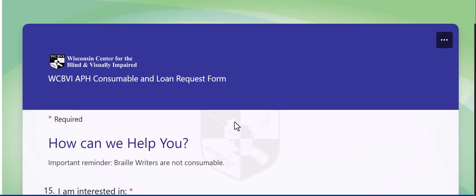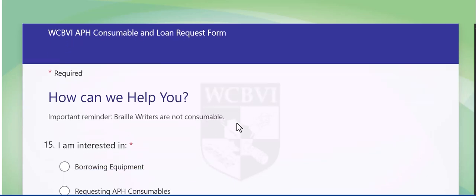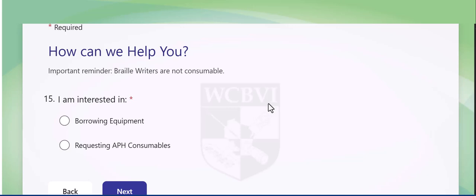Okay. So this is really the meat of it. How can we help you? There's a reminder that Braille writers are not consumable. This is just a reminder to you. So consumables, this is where the form is going to differ a little. Are you requesting borrowing equipment or requesting APH consumables? I'm going to say APH consumables.